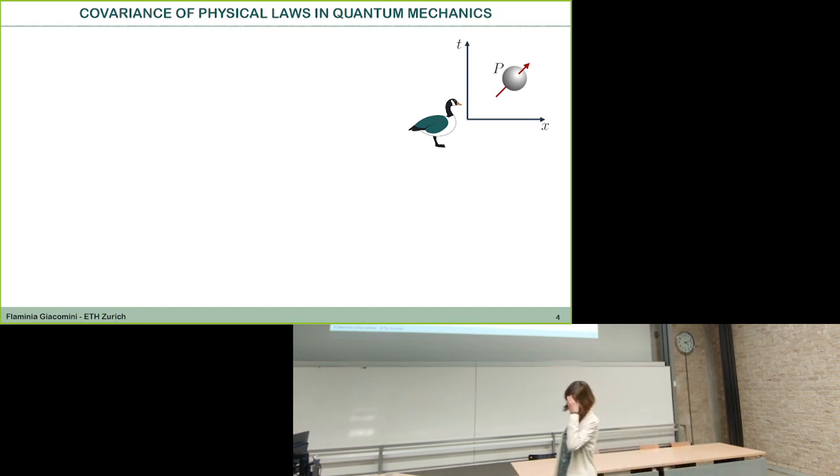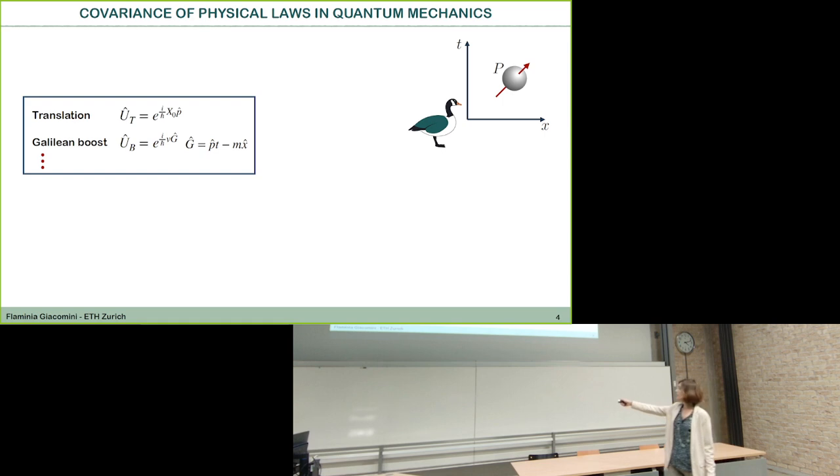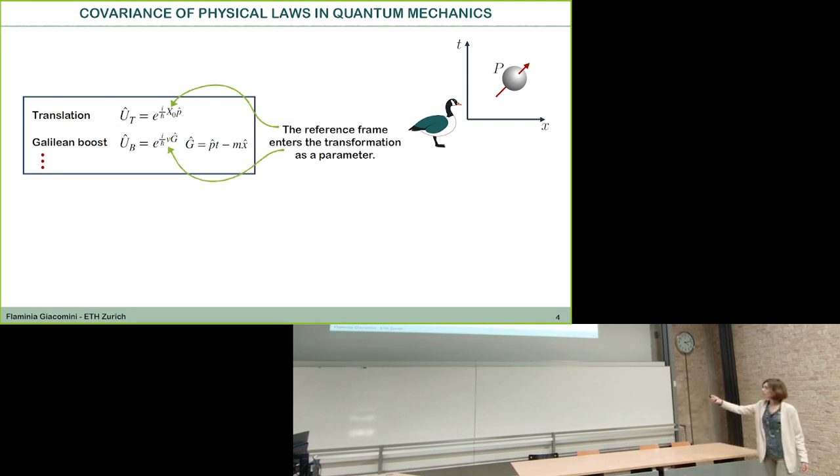Let me just tell you how we describe reference frame transformations in quantum mechanics. Usually, a reference frame is a set of axes with a state of motion. In quantum mechanics, if I take a particle P and I want to apply a reference frame transformation to it, that will be a unitary operator. Here I pick two examples, the translation and the boost, where I would like you to notice that x_0 is the amount by which I translate, and v is the relative velocity between the initial and the final reference frame. These are encoded in the transformation as parameters, so they are not dynamical variables, they are not operators.